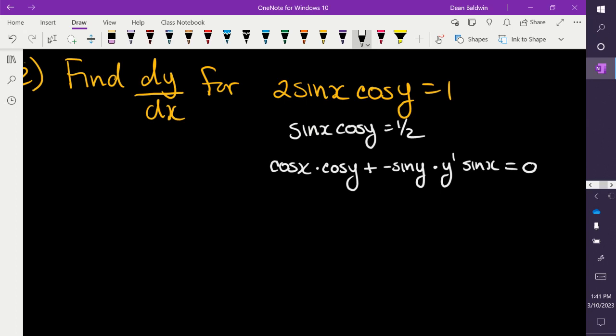All right, what do we do now? Move one of them over. I'm going to move the one with the negative. So I get cos x cos y is equal to y prime sine y sine x. What should I do then?